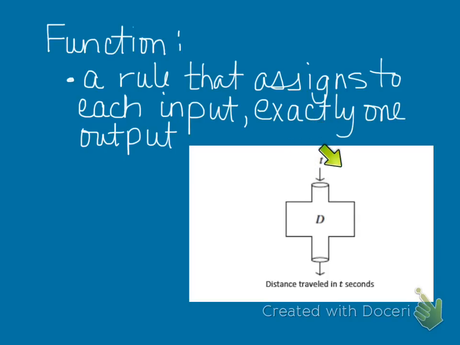And we said that we can have input, and in this situation here, time is our input. So if we put time in, then this function d here is going to kick out the distance traveled in t seconds. So every time I put 2 seconds in, I should get the same thing out. So that's where this part, each input has exactly one output.